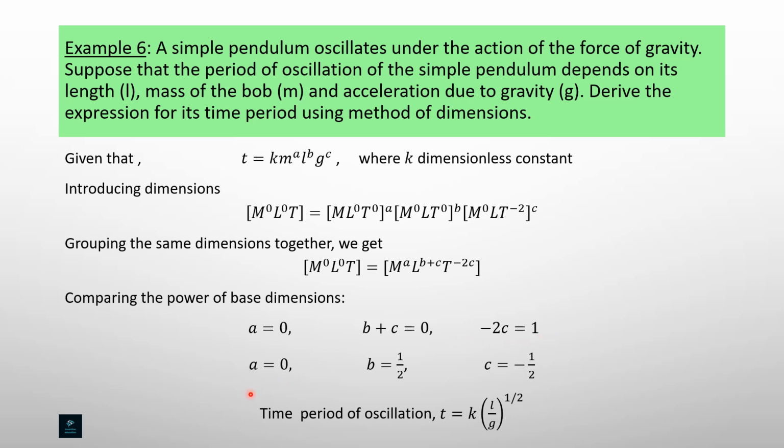Solving for a and b and c, we get a is equal to 0, b is equal to half, c is equal to minus half. Using the values of a, b and c in this relation, we get time period for oscillation t is equal to k times L by g to the power half.